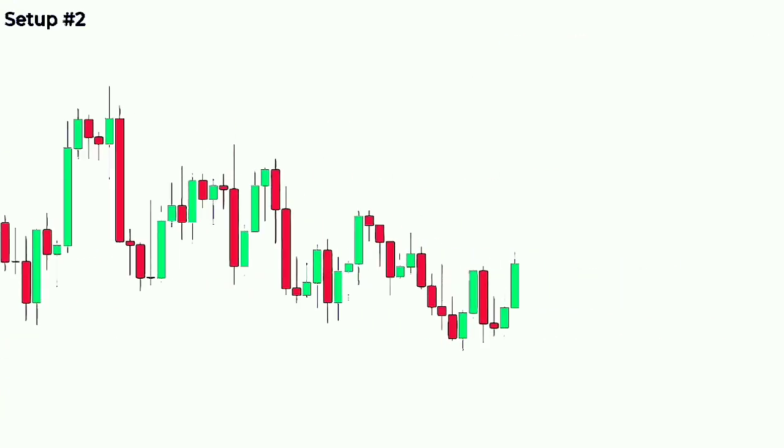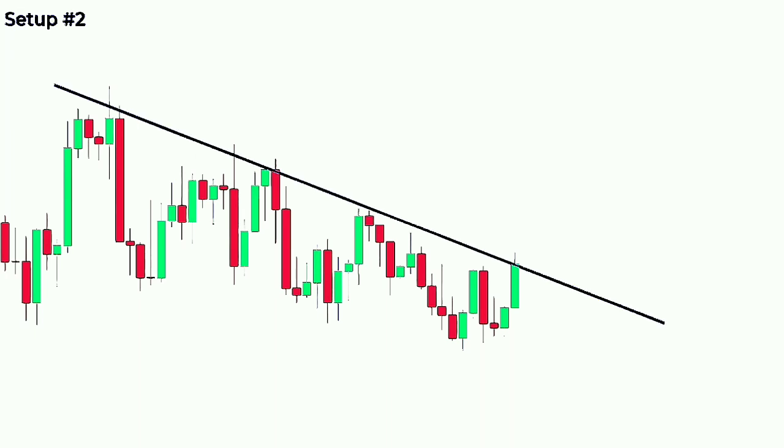Now, the second reason why trend lines are useful is that if price breaks a trend line, it could signal a possible change in trend direction. For example, in this chart, we've applied a trend line by connecting the swing highs, and it clearly shows that the market is in the downtrend.